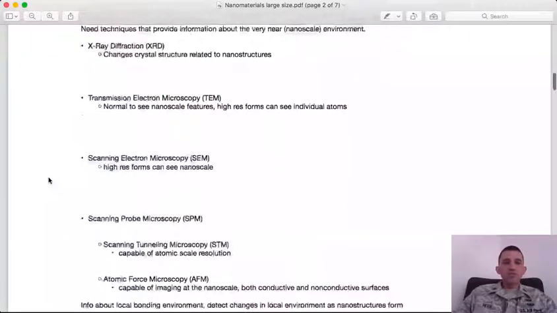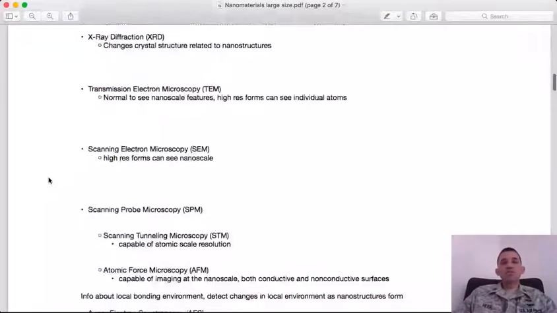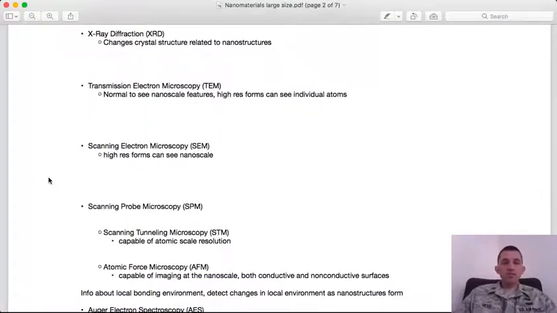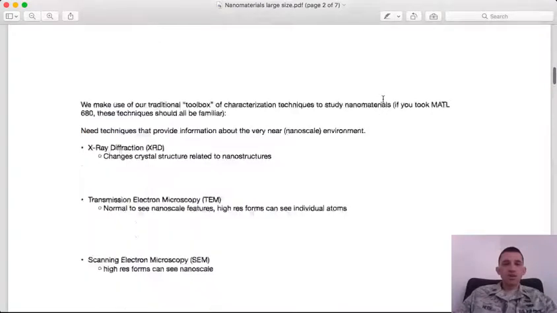X-ray diffraction: this is not an imaging technique, but it does give you crystal structure information. Remember, you're looking at the constructive interference of diffracted X-rays. X-rays have a small enough wavelength that you can see atomic distributions, and if you have repetition of that pattern, then you can deduce how atoms are arranged in that crystal structure.